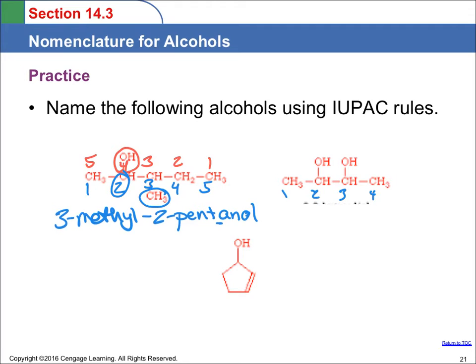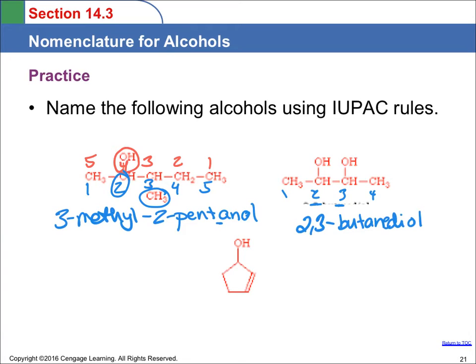The second example, it doesn't matter which direction we number it. Both directions are going to give us alcohols on 2 and 3. So we're going to have 2, 3, 4 carbons is but. Again, all single bonds, so butane. And then we've got 2 alcohols, so it'll be a diol. So 2,3-butanediol. Actually, we do have the E in there because it's the di, so butanediol.